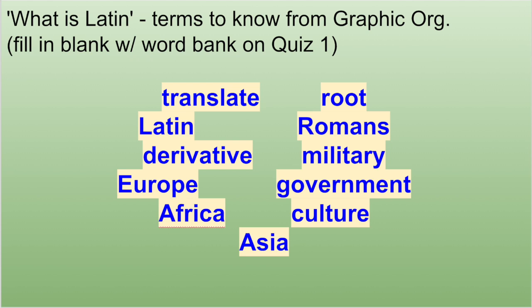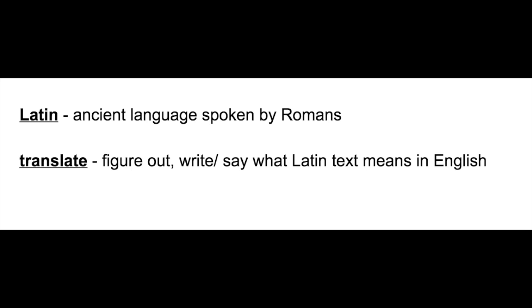So the terms I need you to be able to apply are translate, Romans, Asia, Africa, Europe, derivative, root, culture, military, government, and Latin. So, with translate and Latin, Latin, of course, is our foreign language that we're studying. Translate just means to take it from Latin and to find out, articulate what it says in English. That's all translate means. We're just figuring out what it says in English, right?